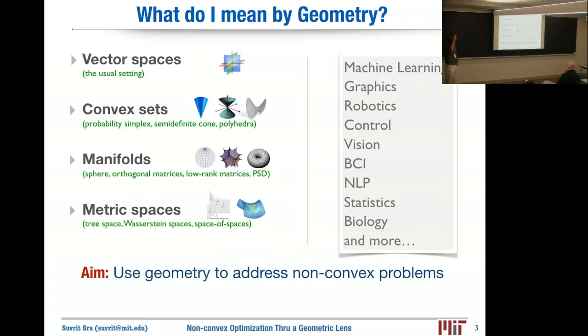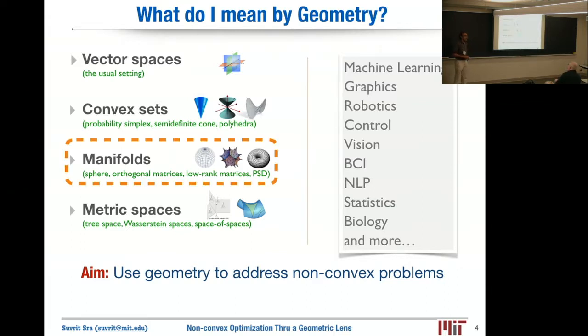And my focus today is mostly related to manifolds, and that too, very simple-looking manifolds, simple is an overloaded word, which support very beautiful geometric structure valuable for optimization. That's what I'm going to focus on.